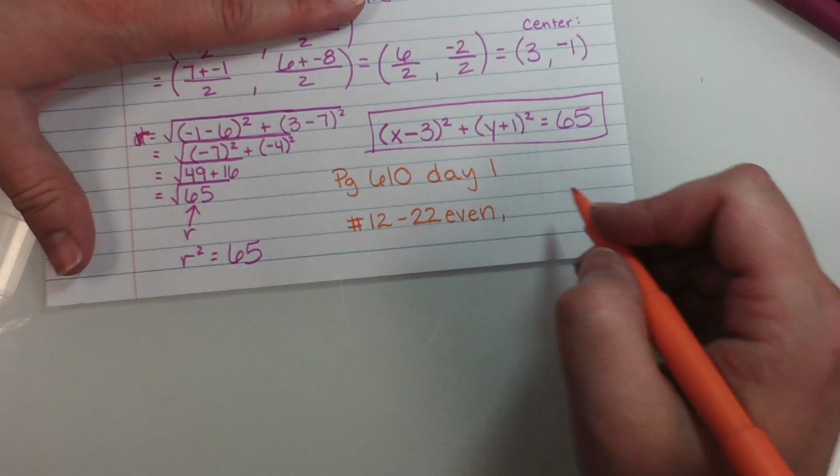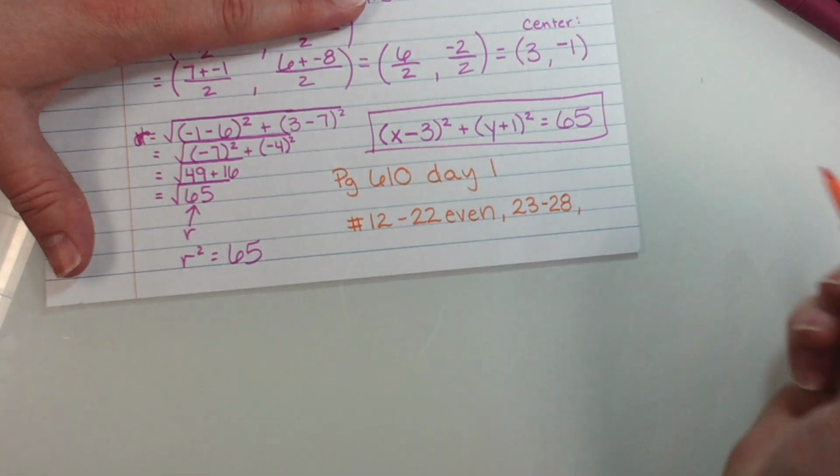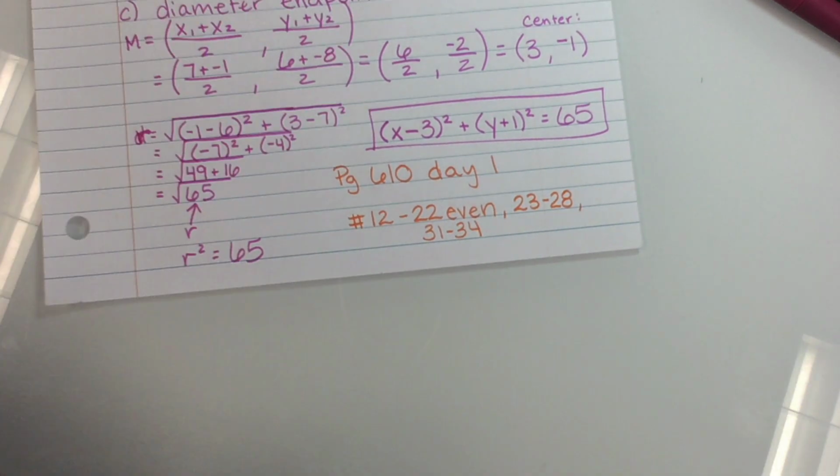Questions 12 through 22, those ones are even. 23 through 28. And 31 through 34. It's a bit of a mixture of things.